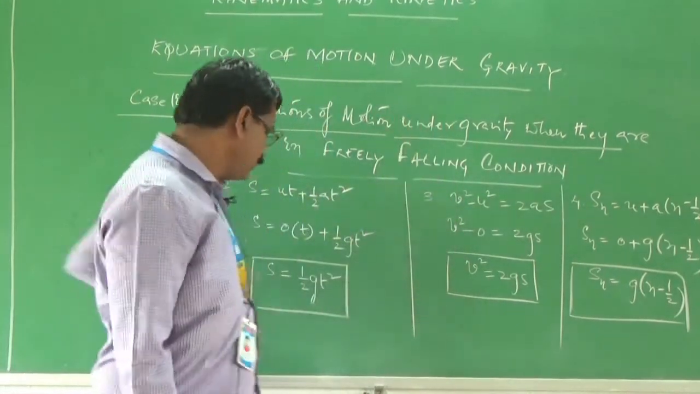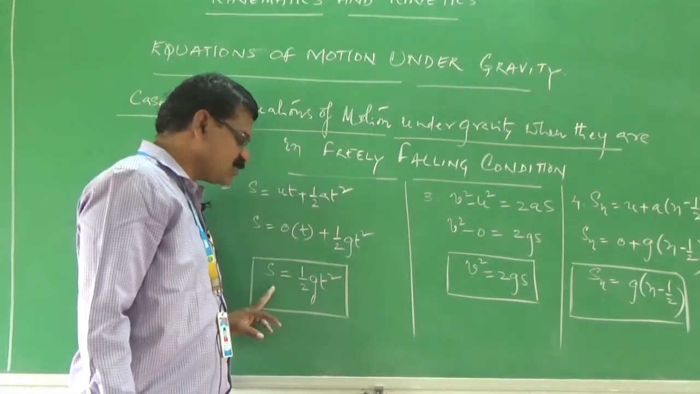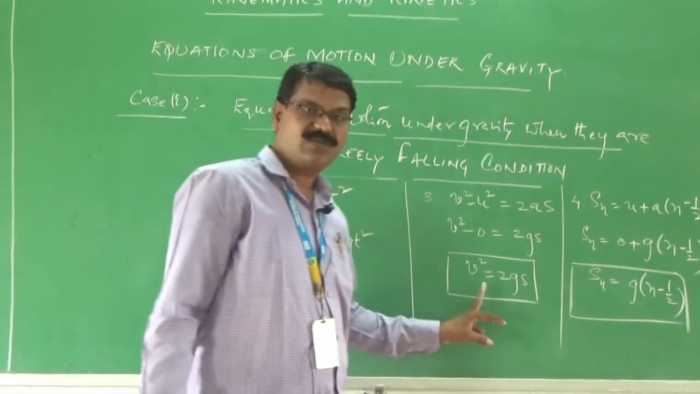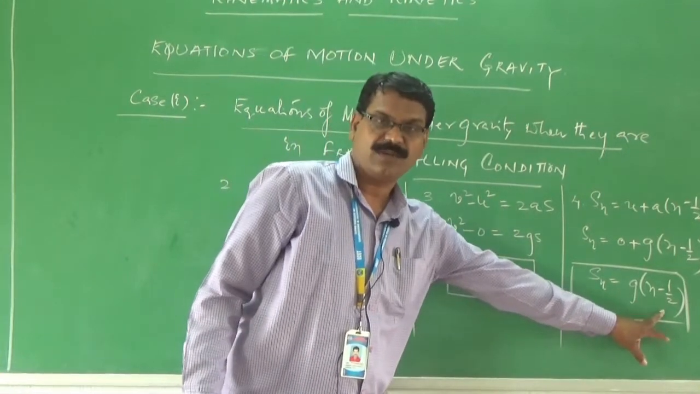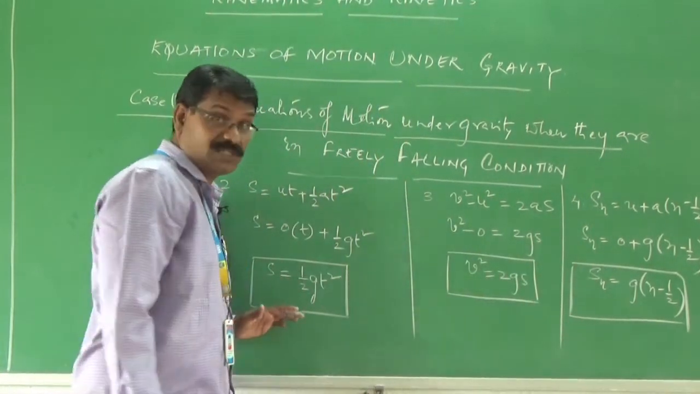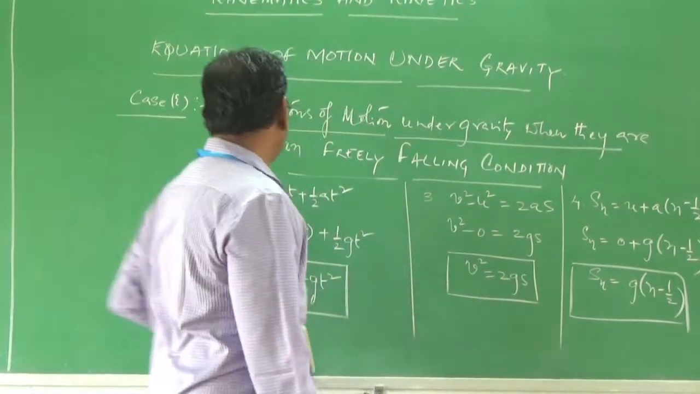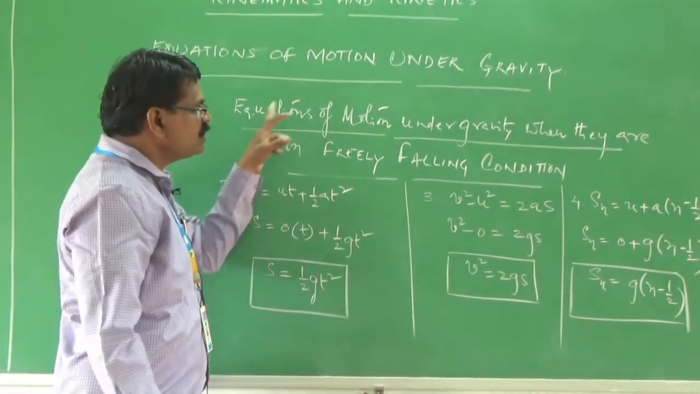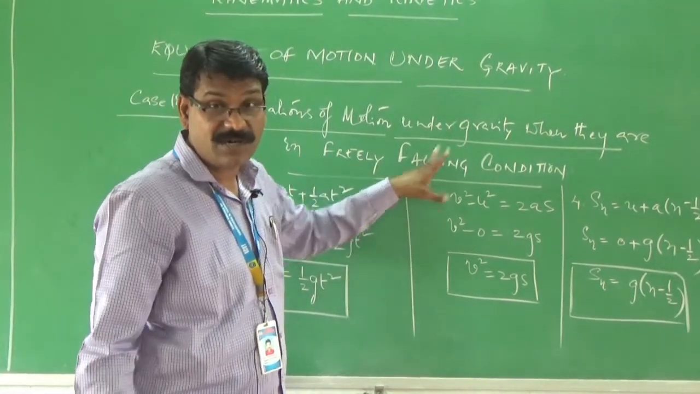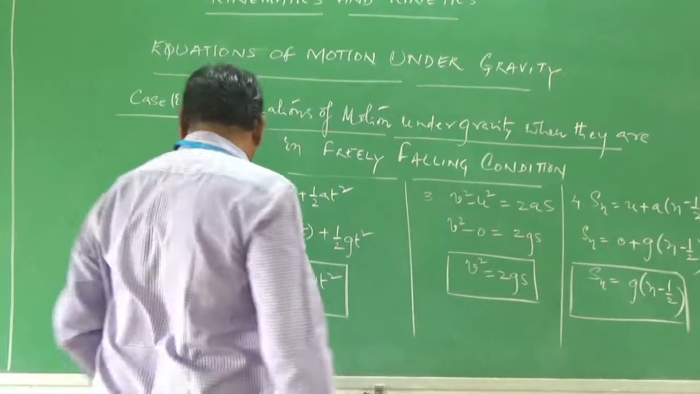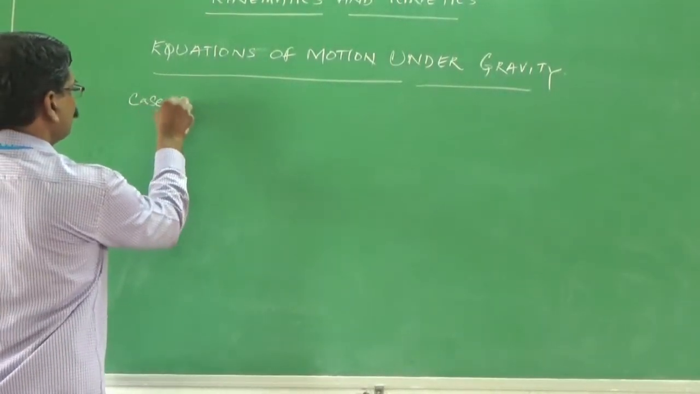So therefore, the first one is v is equal to gt, the second one is s is equal to 1 by 2 gt square, the third one is v square is equal to 2gs, and the fourth one is Sn is equal to g into n minus 1 by 2. These are the changed equations in the freely falling condition. Similarly, the second case is equations of motion under gravity when they are vertically projected in the upward direction. Let us see this. The second case is case 2.